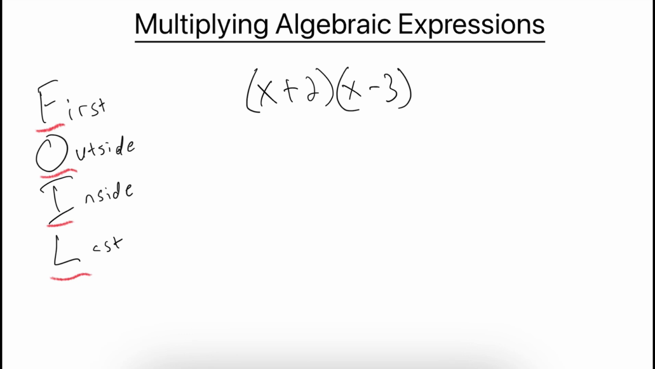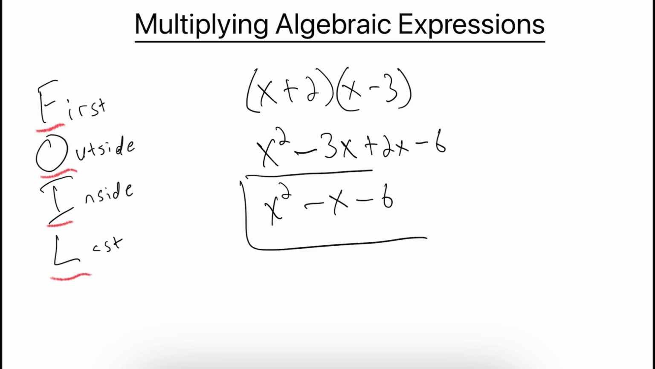Next we have x plus 2 times x minus 3. So we'll do first, outside, inside, and last. First is x times x, which is x squared. Outside is x times minus 3, so it gives us a negative 3x. Inside is 2 times x, so we have plus 2x. And 2 times negative 3 is minus 6. We'll group our terms, so x squared minus x minus 6 is our final answer.